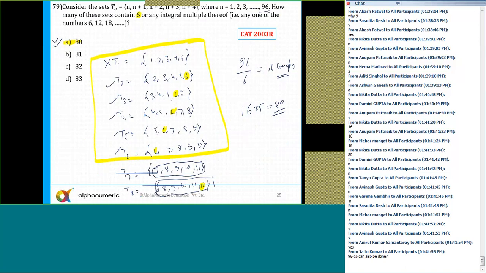96, 16 can also be done. What do you mean by 16? You can say 96 minus 16. That is the same thing.